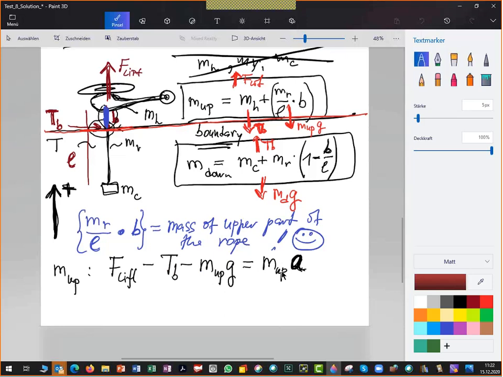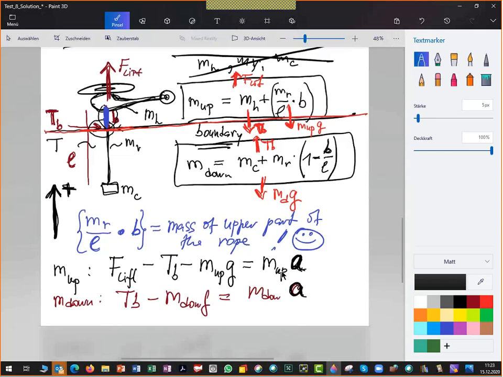So what about M down? That's easier. It is TB minus M down G equals M down A. It's the same A because they move together, right? So there's no difference. It's a whole system. It was our artificial division. We put the boundary artificially, but actually it's a whole system. It has the same acceleration everywhere.